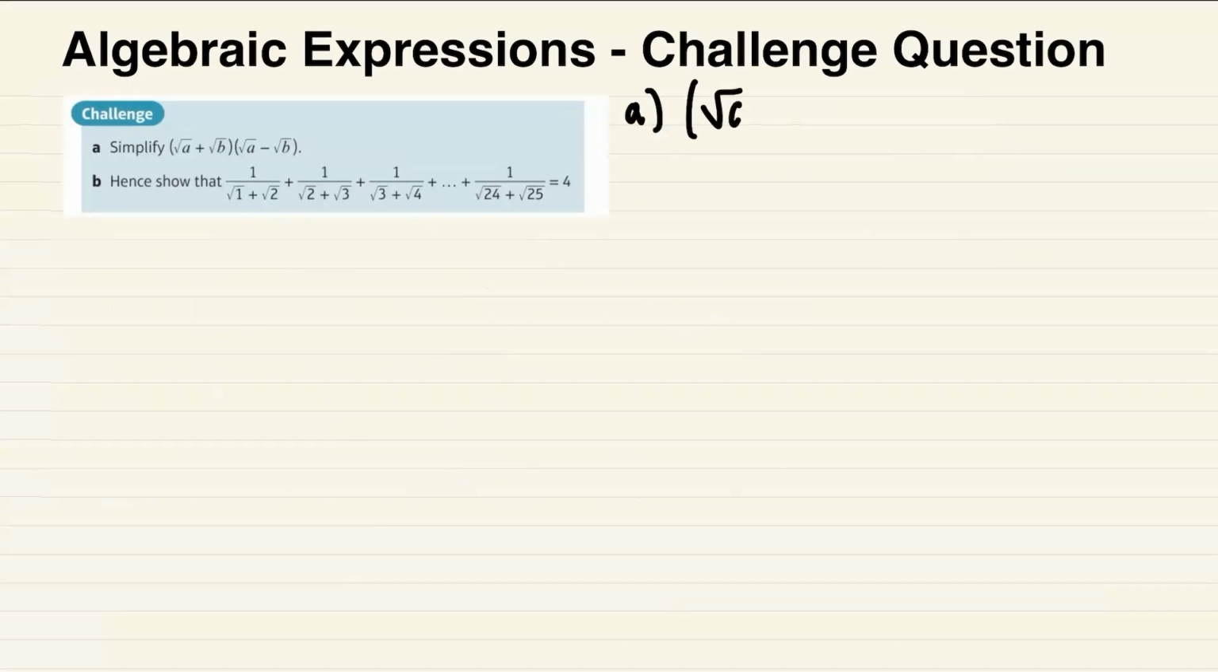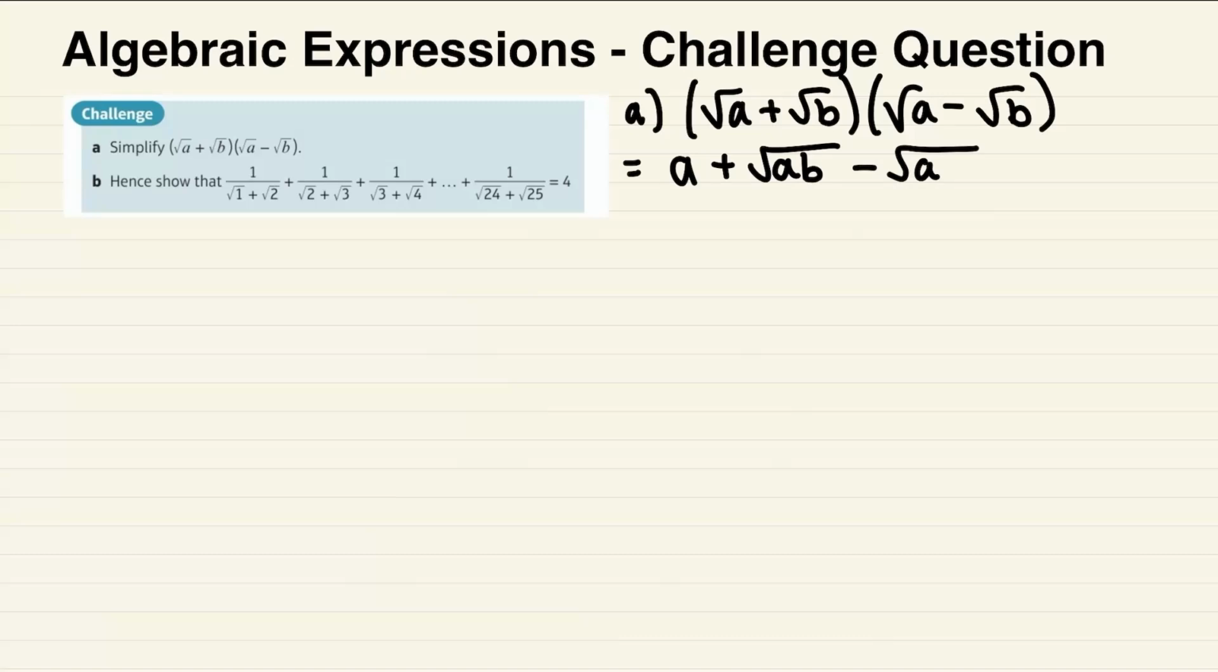This last challenge question from the mixed exercise wants us to simplify these surds. When expanding out these brackets we get a plus root ab minus root ab minus b, remembering that a root multiplied by itself gives the thing under the square root sign. This simplifies down to a minus b.